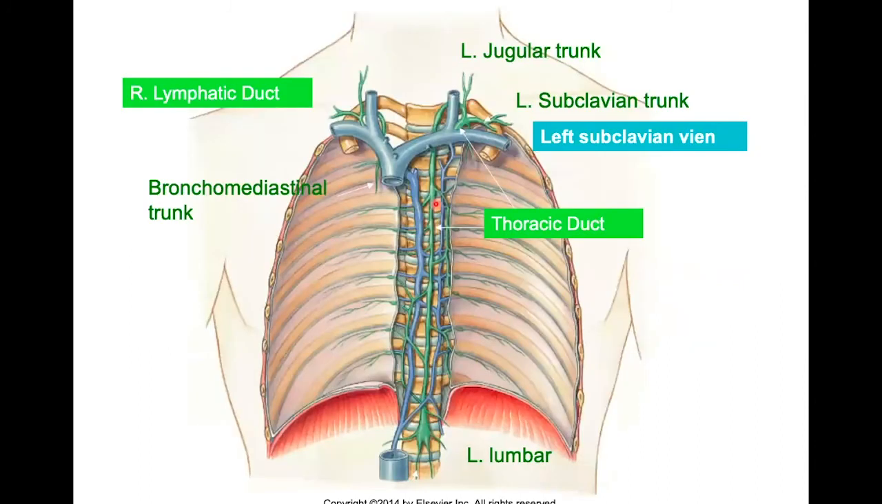Now, the thoracic duct has a main collecting reservoir known as the cisterna chyli. And the cisterna chyli is responsible for receiving lymph from the left lumbar and intestinal trunks, ultimately collecting that and draining it back through the thoracic duct.